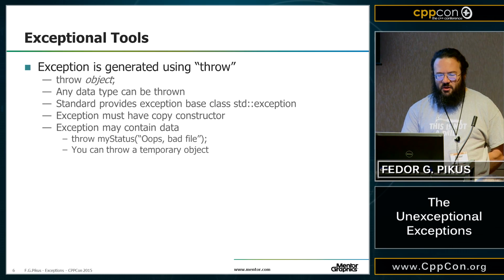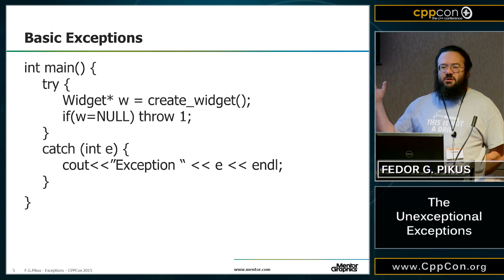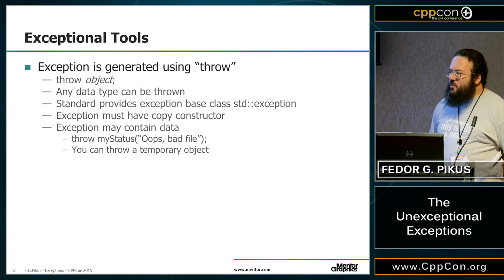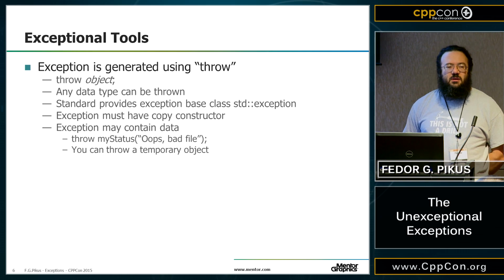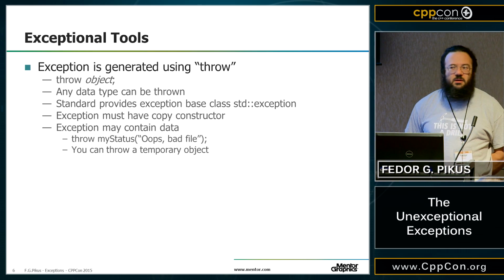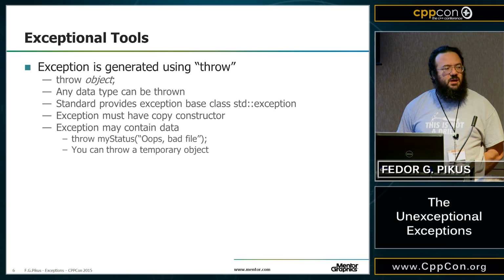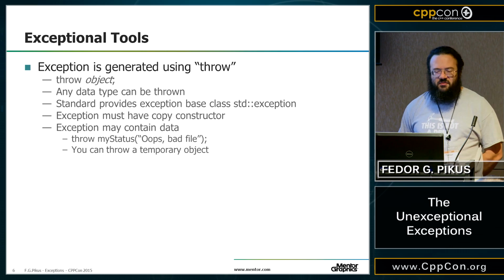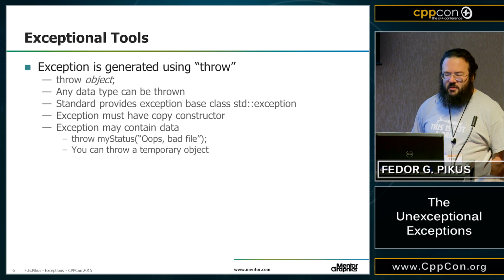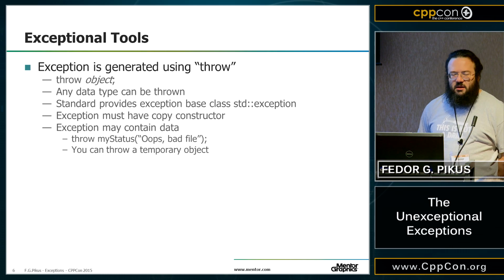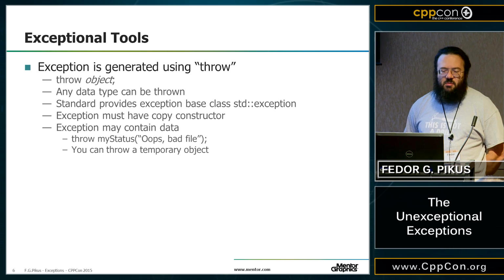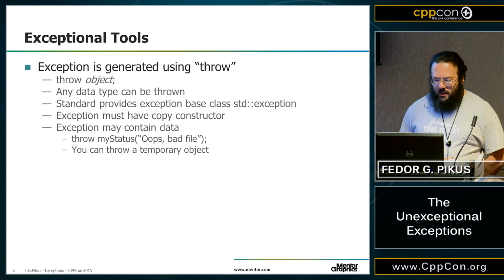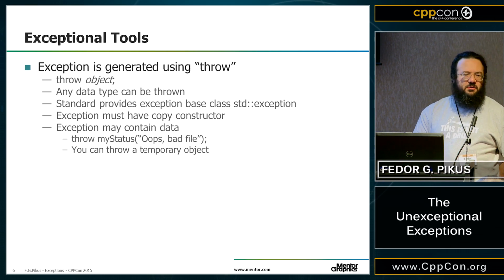So an exception is generated using a throw. Here I throw an integer. You can throw anything you want. The standard provides the base class std::exception. You don't actually have to use it. You can throw built-in types. You can throw your own types. You can derive from std::exception. You don't have to. There are some advantages to that, but you can throw anything you want. Exception is an arbitrary data type. It may contain data. You can throw a string, std::string. You can throw a temporary, it just gets copied.